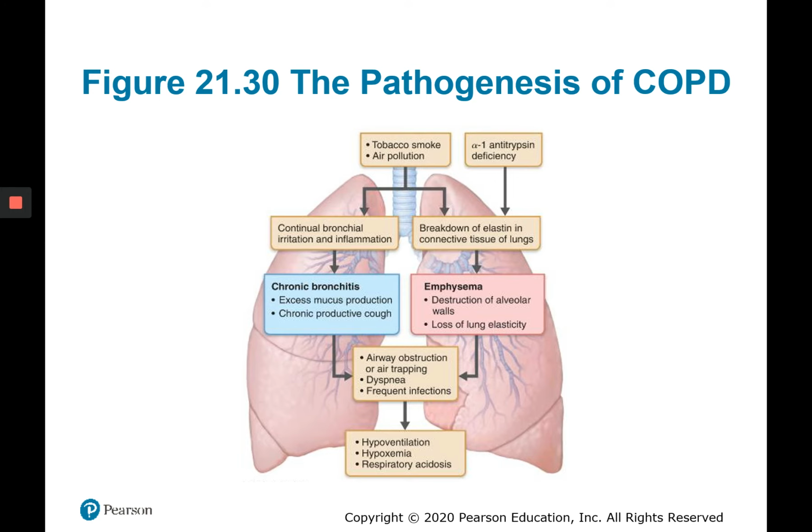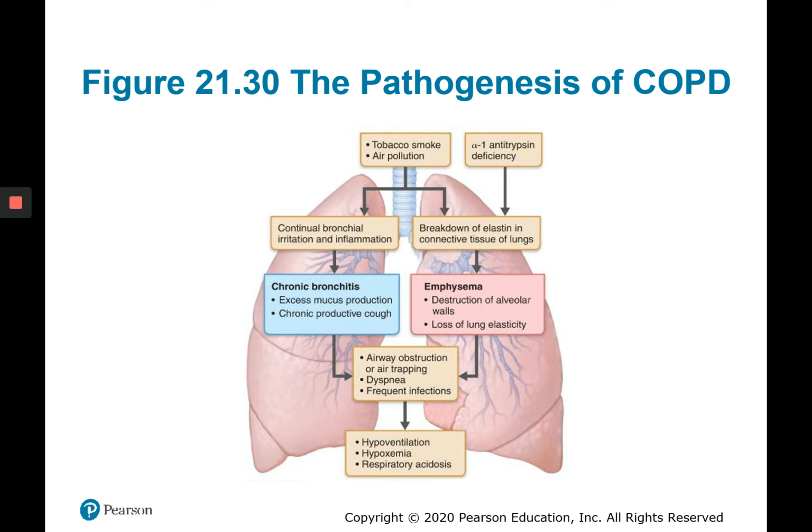This image is just showing you the pathogenesis for COPD. It's showing you some of the risk factors or some of the reasons someone may develop either chronic bronchitis or emphysema, including smoking, air pollution, or that alpha-1 antitrypsin deficiency. And whether it's continual bronchial irritation and inflammation or the breakdown of lung tissue, including those alveolar spaces, reducing that alveolar surface area, the diseases associated with chronic obstructive pulmonary disorder have similar symptoms and treatments.